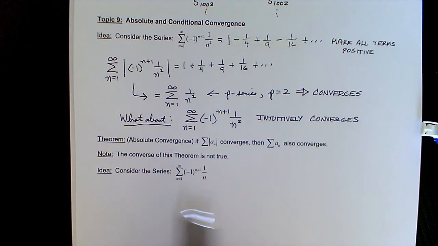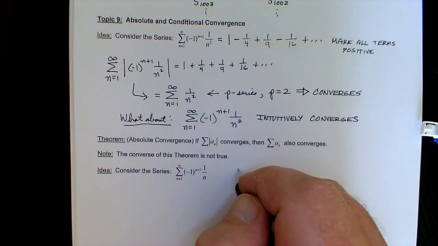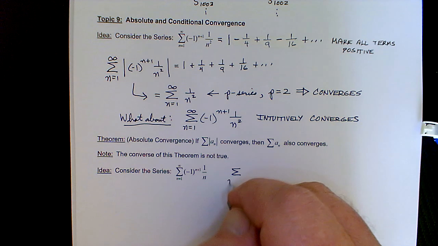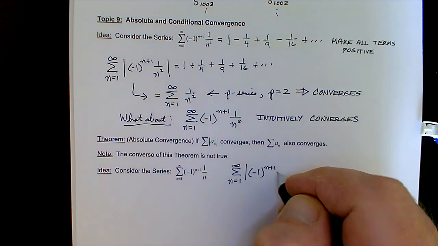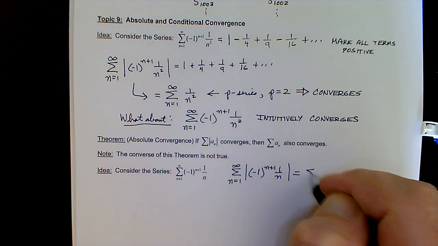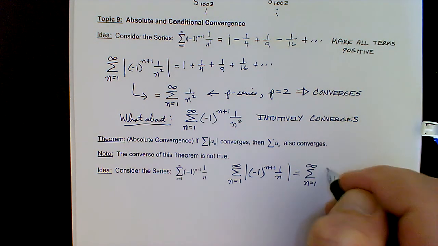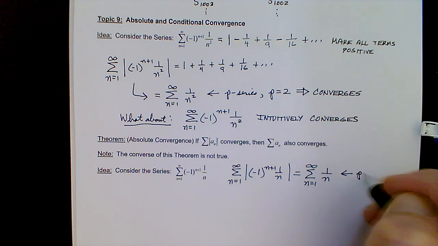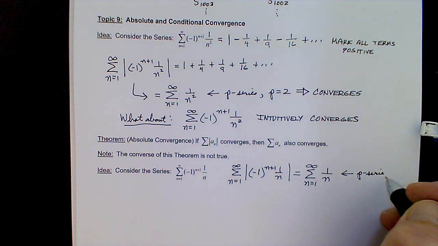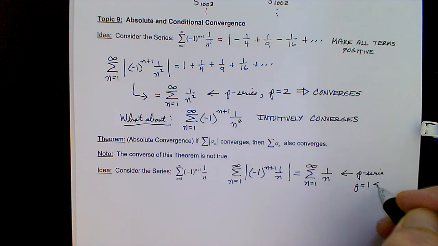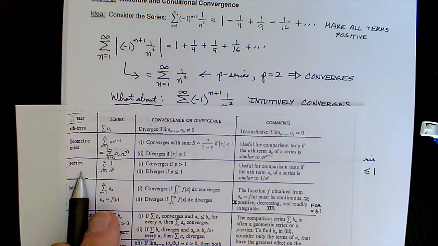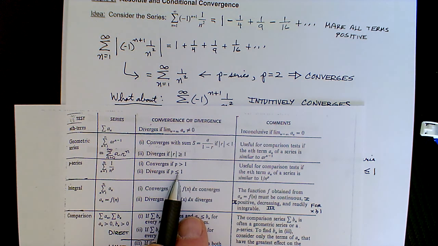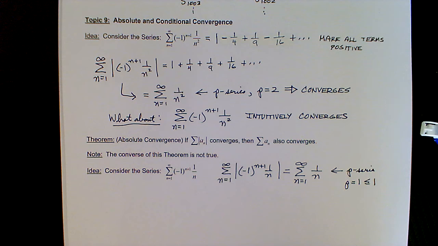And consider this series. If you take the sum of the absolute value of this series, that becomes the sum as n goes from 1 to infinity of 1 over n. 1 over n is the famous p-series, the harmonic series, where p is equal to 1. And when p is less than or equal to 1, look at your table if you have to, once again, regarding convergence or divergence of the p-series, right? It diverges if p is less than or equal to 1. So therefore it diverges.